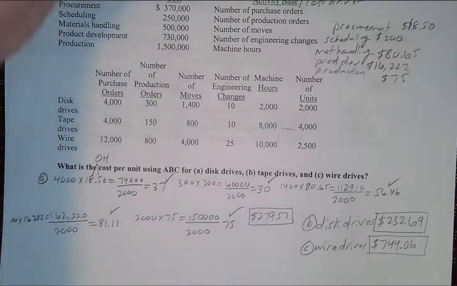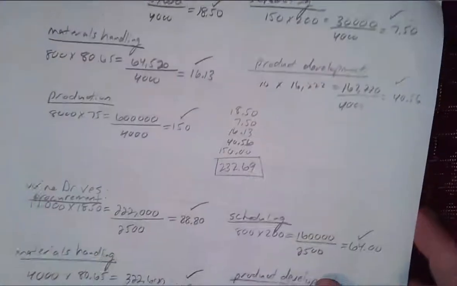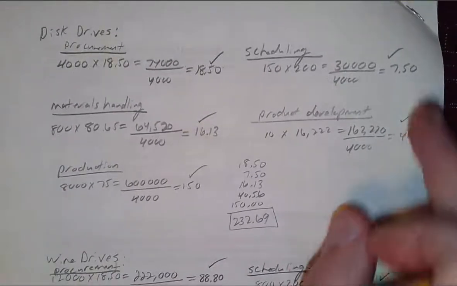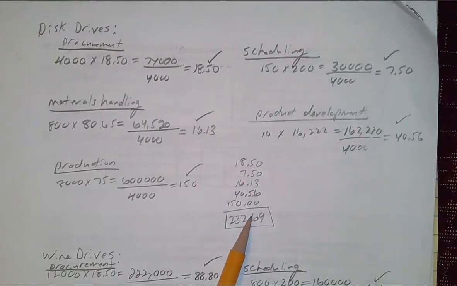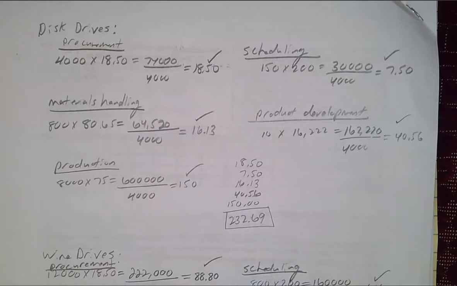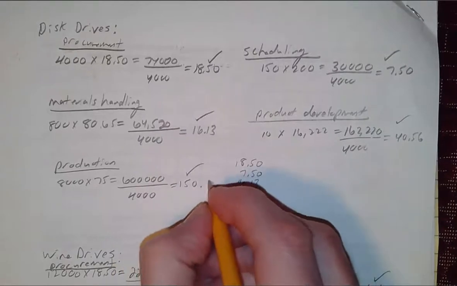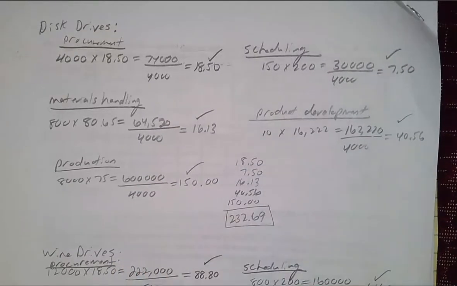All right, this time I'm going to turn the sheet over. Yeah, I say that. Where's my stuff? Here it is. Okay, so let's look at disk drives first. There's the $232.69. Go ahead and take a screenshot. I've labeled the 5 cost pools, and I put a check mark by the rates. Let me just put a couple zeros there to indicate that that is $150 even. Okay, so here's where I did the addition of those figures.